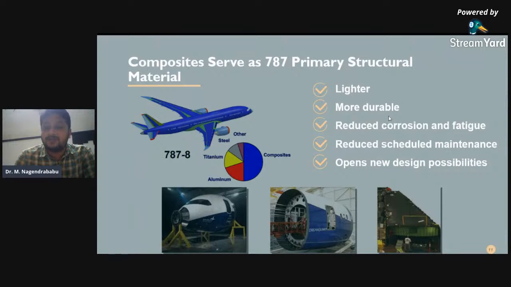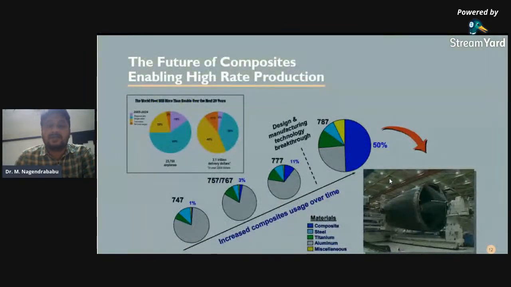The lighter it should be, the more durable it has to be, with reduced corrosion and fatigue and reduced scheduled maintenance, and it is always open to new design possibilities. Similarly, the future of these composites is enabling a high rate of production. So when we discuss the world fleet, it might grow tremendously. We can see it here as the days pass on.